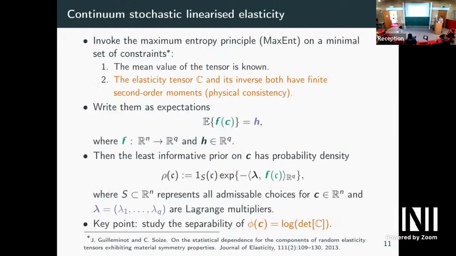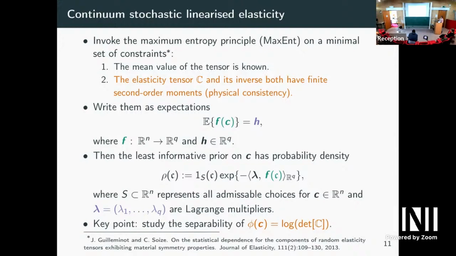And they then invoke the maximum entropy principle under a minimal set of constraints. So the set of constraints is that the mean value of the tensor is known. And then there is the condition that Christian discussed in an elaborate way, that you want the elasticity tensor and its inverse to have finite second moments.